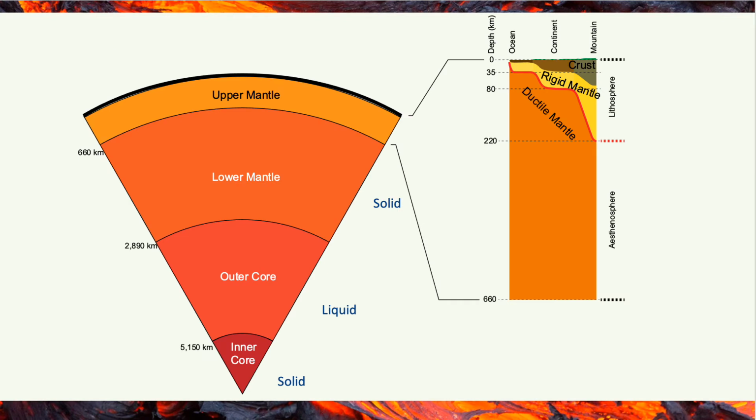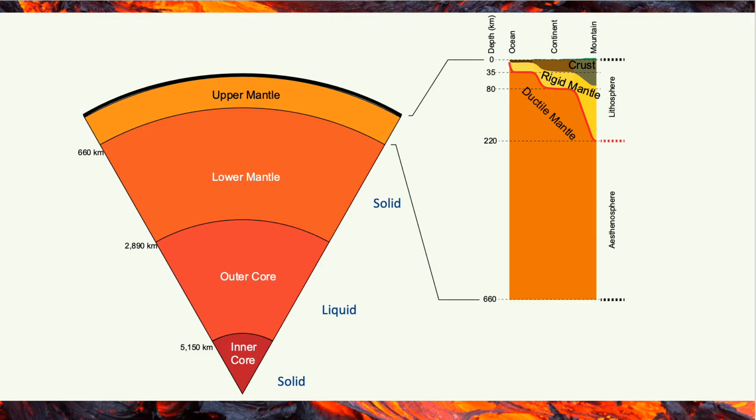So if we're going to look at the structure of the Earth, hopefully everyone's familiar that we've got an inner core, an outer core, and then a mantle on the outside. And the mantle itself can be divided into kind of two layers. We have a broad lower mantle, and then we also have a slightly narrower upper mantle.